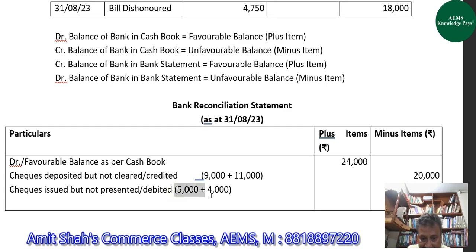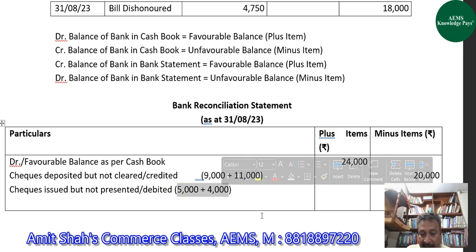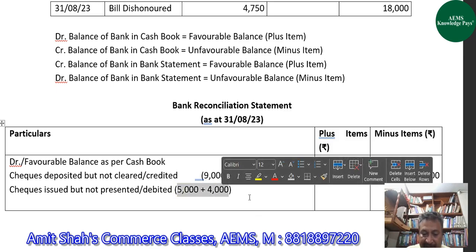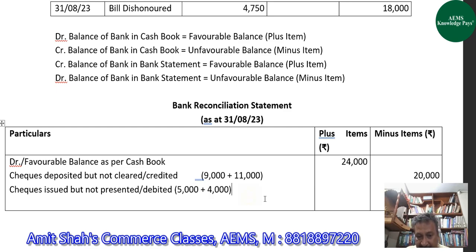Now we have to decide where this 9,000 will go, in plus column and minus column. They have not been presented in bank. Had they been presented in bank, in our bank statement, balance would have been less. Since they have not been presented in bank statement, balance is more. And because of that, this 9,000 will come in plus column.